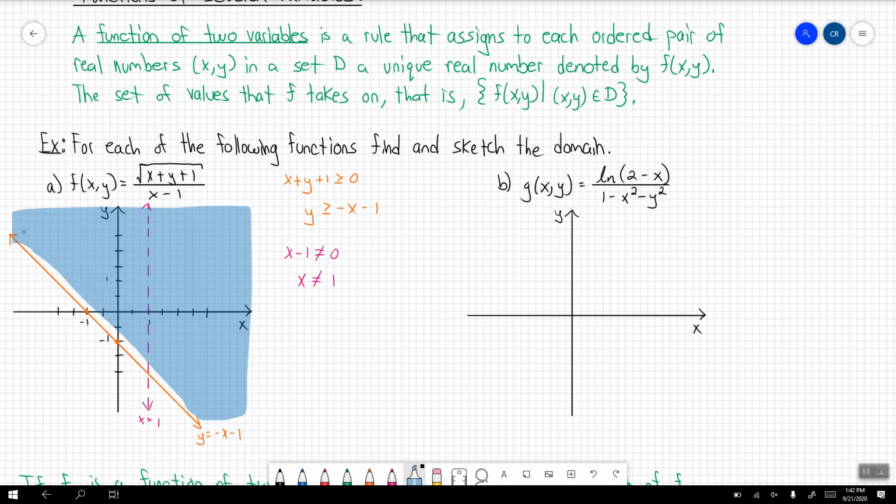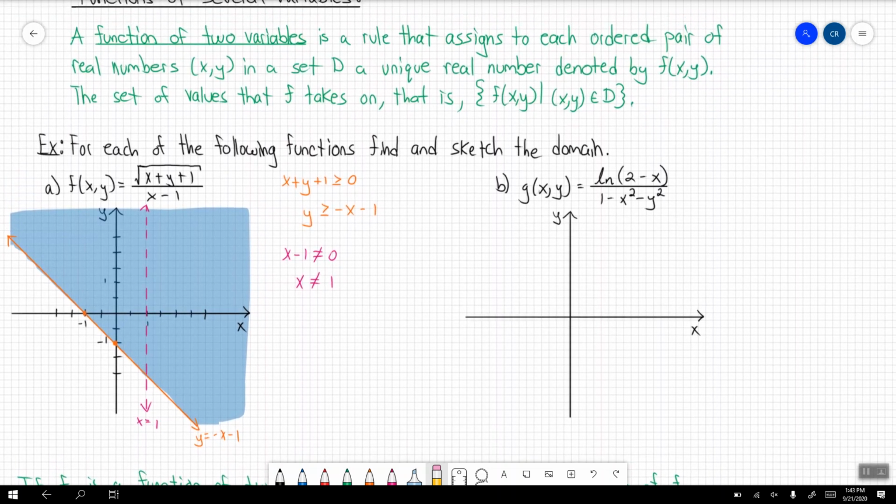Now again, we're not going to include anything on the dashed lines. So anything on the dashed line we're not including. My marker just kind of got all over that. But essentially this is the domain of that function that we're asked to observe. And so we found the domain and now we sketched it.